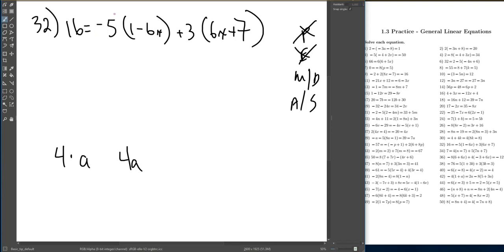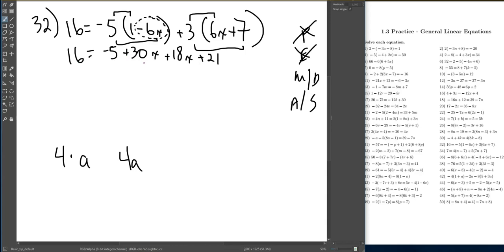Minus 5 times, so once again, we're doing this. All right. So always remember, always take this whole bugger right here, right? We never leave anything out. So minus 5 times 1 equals minus 5. Minus 5 times minus 6 equals plus 30x. 3 times 6x equals 18x. 3 times 7 equals 21. And that equals 16. Very good.